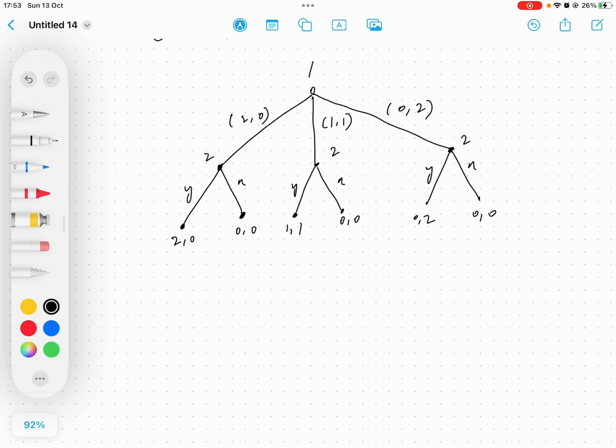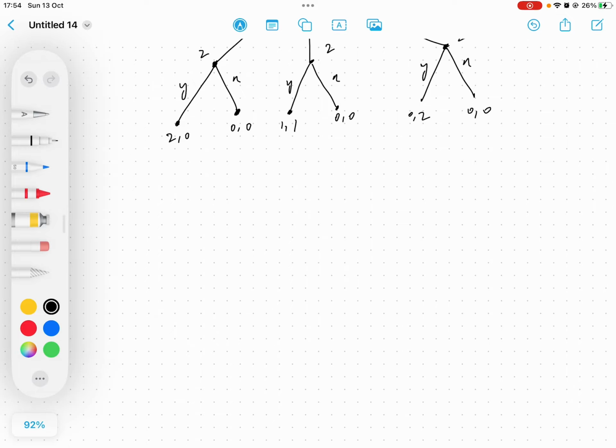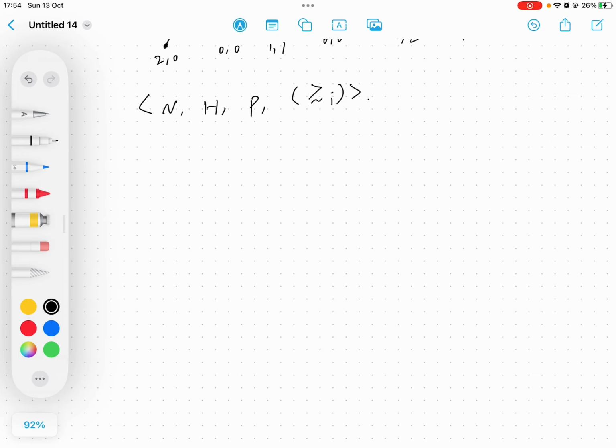All right. So now let's use the notation that we defined before and try to write that down. That would be N, H, P function, and the preference. Let's do that by each component. So N would be the set of 1 and 2.